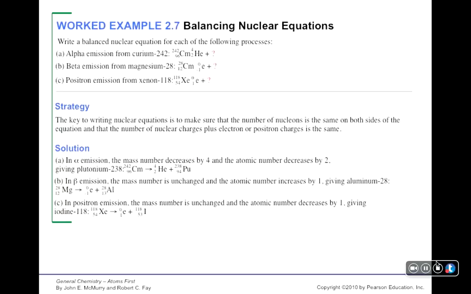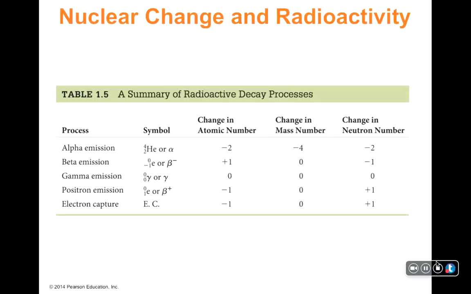Here are some examples of balancing nuclear equations. A, B, and C give you the type of reaction, so alpha emission, beta emission, or positron emission, and they tell you what you're starting with: curium-242, magnesium-28, xenon-118. And then you're asked to come up with the answers. I'm not sure about these, it looks like the slide pulled through differently. So I'm going to ask that you look at the worked example in your text and not this one. There seem to be some errors here.